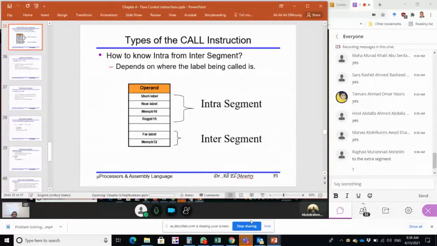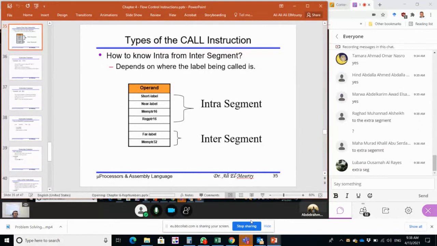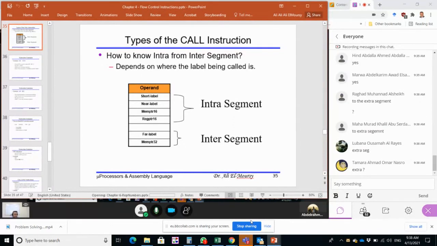مين يقول؟ بالظبط كده. برافو رغد ومها ولبنى وتمارا.